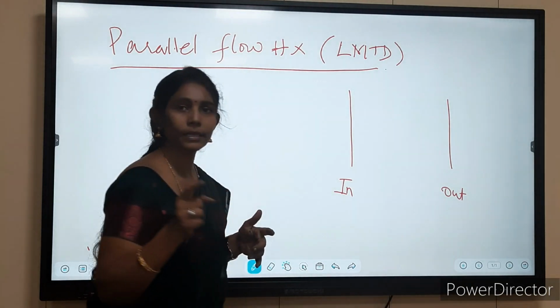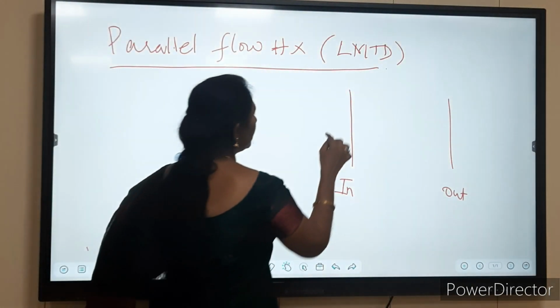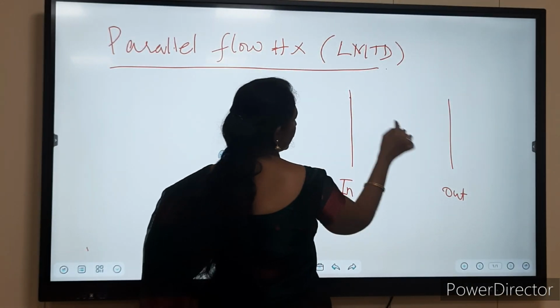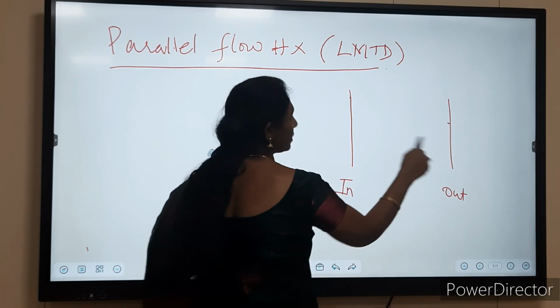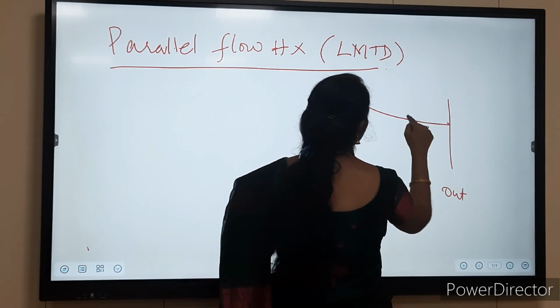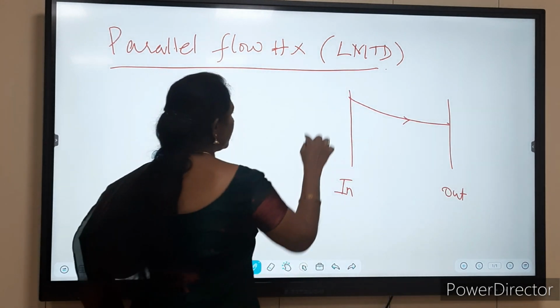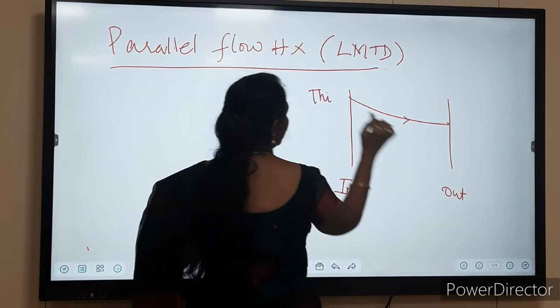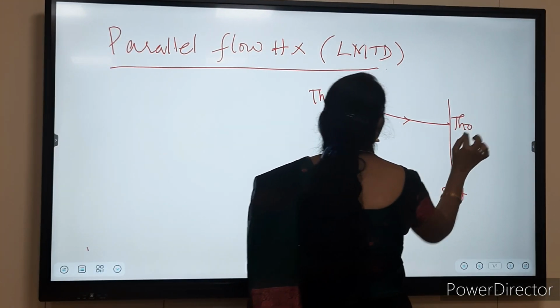Now we have two fluids, that is the hot fluid and the cold fluid. The hot fluid is at higher temperature, and at the exit it is at a lower temperature. So you can see the curve like this. Right? So here I will name it as TH in and this is TH out.